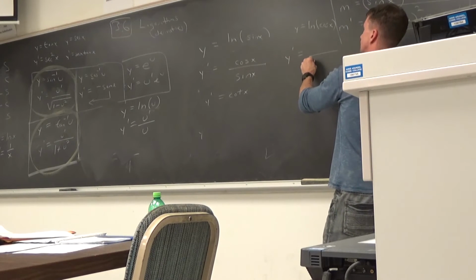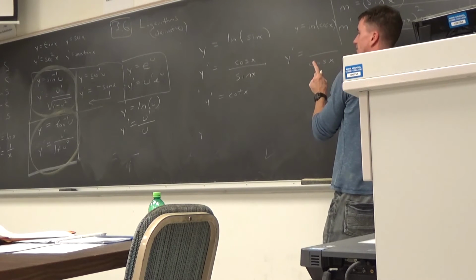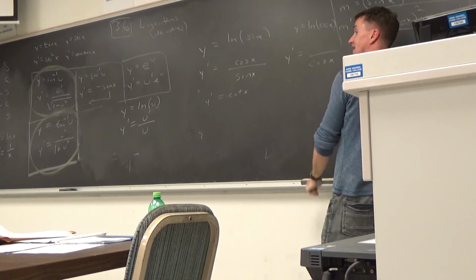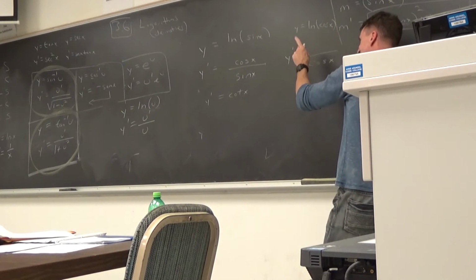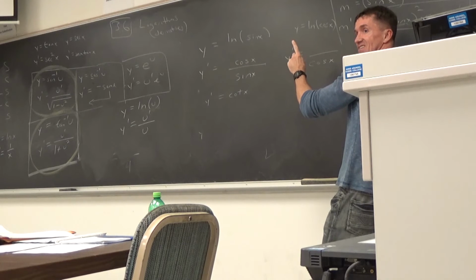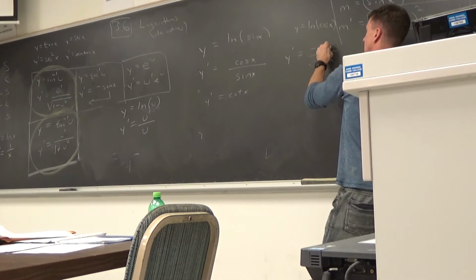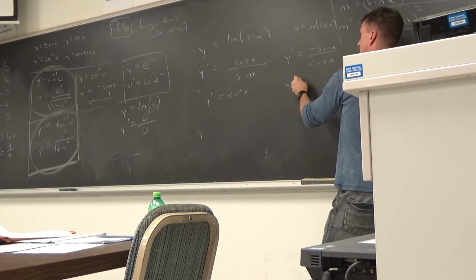What's the bottom? Cosine of x. Now be careful, the derivative of cosine is not sine of x. It's what? Negative. Negative sine of x, right? Good. Anybody got a nice way to write that? I'll let you.